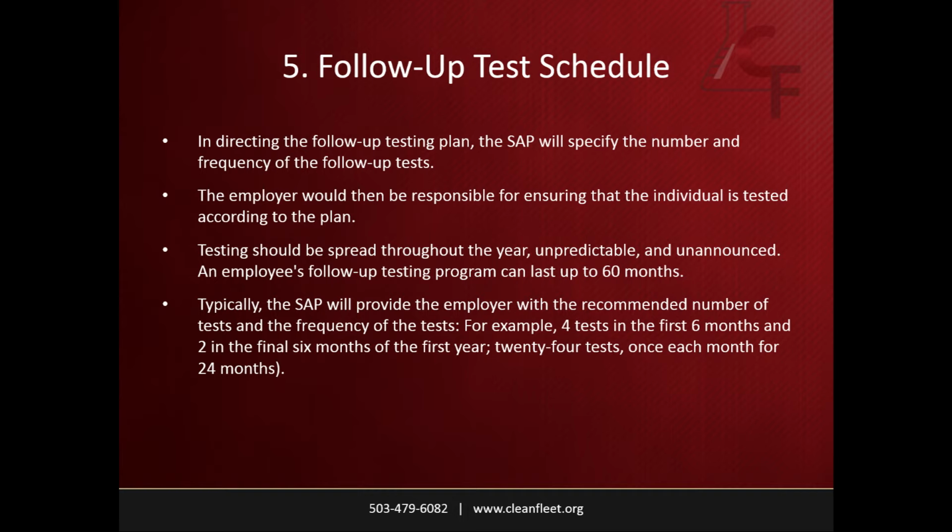So we're going to look at it like the schedule. The typical SAP will provide the employer with a recommended number of tests and frequencies. For example, 4 tests in the first 6 months, because you're worried about, say, that relapse part, and then 2 tests in the final 6 months of that first year, and then 24 tests total, once each month for 24 months. You know, you can do it in various ways. Many up front, less in the back, or a regular monthly process.